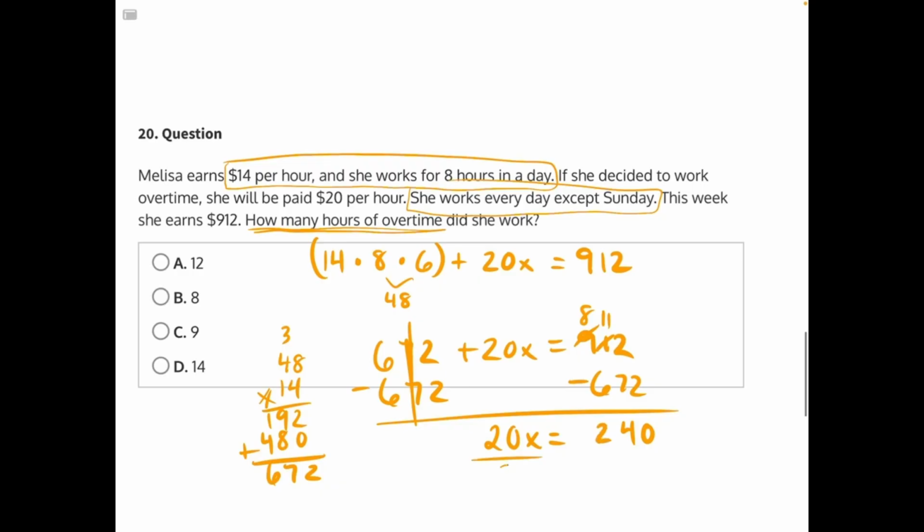Now we can divide both sides by 20. Final step of opposite operations, we can cancel out these zeros. 24 divided by 2 gives us 12, meaning Melissa worked 12 hours of overtime. A is our correct answer.